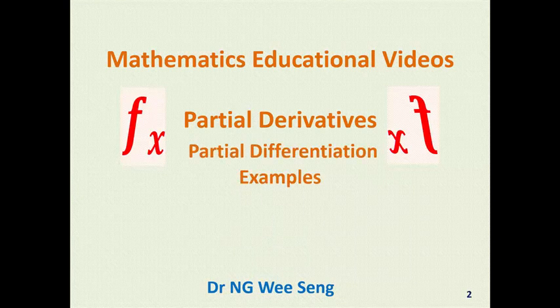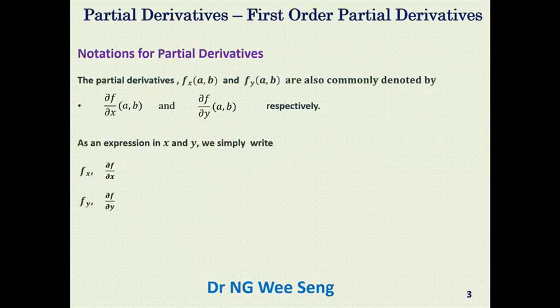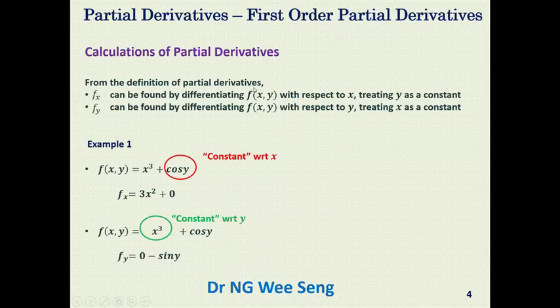I'm going to show you 3 examples on partial differentiation, which is the process of finding partial derivatives. First, let's recall the notations. You can either find the partial derivative with respect to x, denoted by f subscript x, or df dx, or with respect to y, denoted by f subscript y. Anytime we are doing the differentiation, we hold one of the variables constant. So it's important to know which one is a constant.